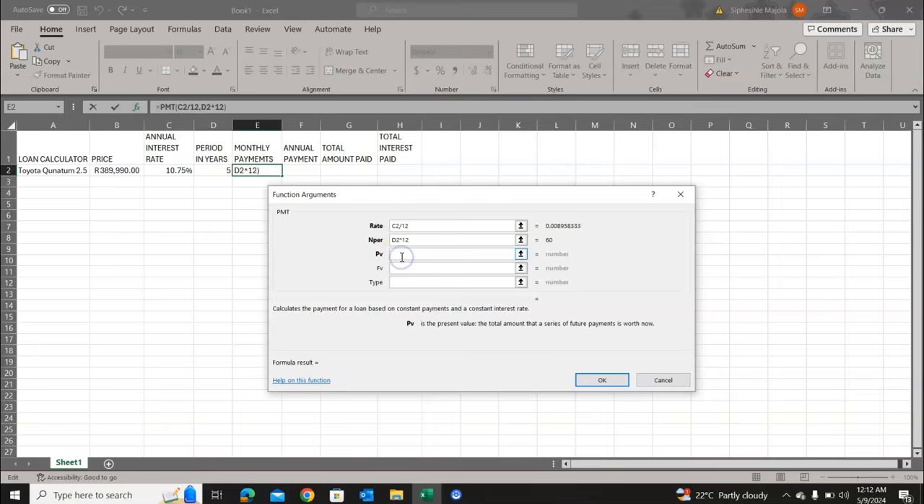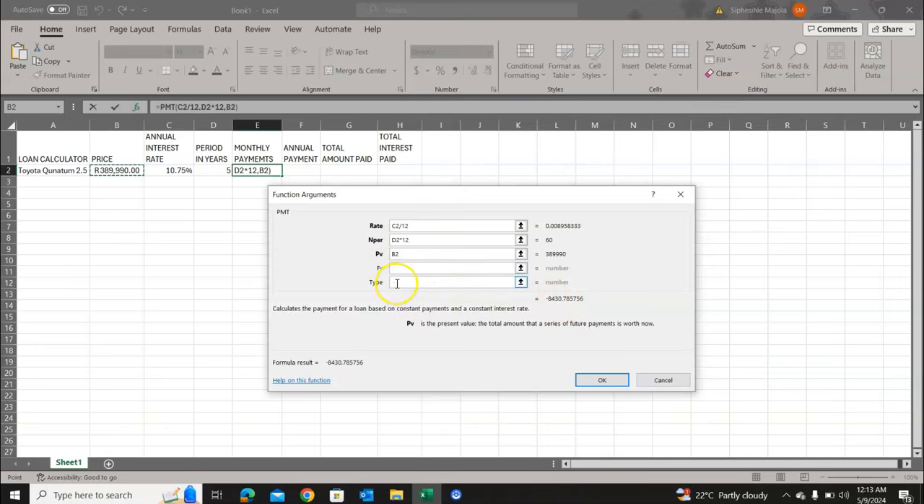Your PV is the present value, that is, the amount of the loan we took. How much of the loan did we take from the bank? We took 389,990. That is the amount we took from the bank. Right. So from the bank we took 389,990.